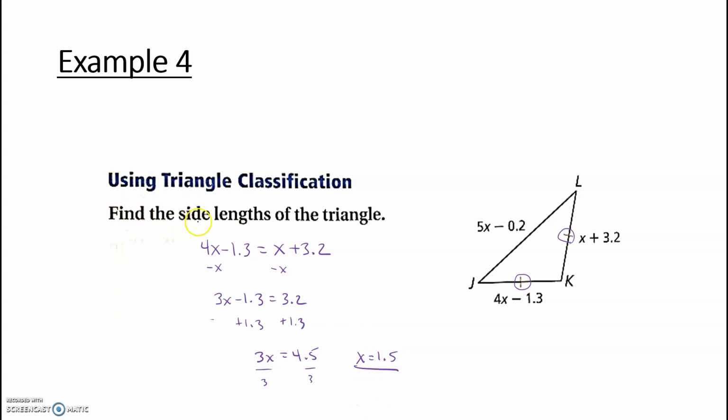Now, that's not what they asked for. They said find the side lengths. So we've got to actually plug it back in. So 1.5 plus 3.2 gives us this side is 4.7. There's one of them, which means you don't have to plug it in here. We know this side's 4.7. Now this one is different, so we do have to plug it in here. So 5 times 1.5 minus 0.2. So 5 times 1.5 gets me 7.5, minus 0.2 gets me 7.3. And those would actually be our 3 answers when they ask you to find the side lengths. If they asked us to classify, we would call this isosceles.